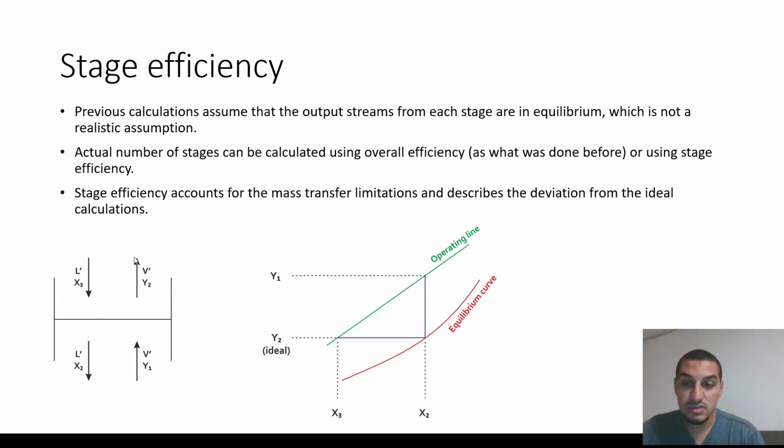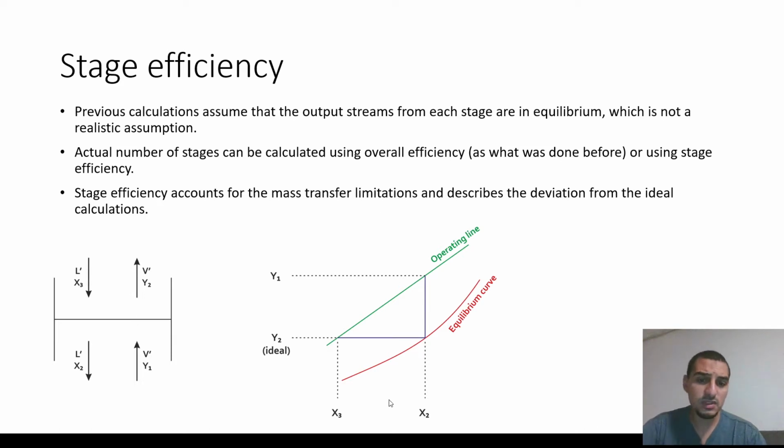the stream coming out with mole ratio of Y2, and the liquid coming from stage 3 has mole ratio of X3 and coming out of the stage at the mole ratio of X2. So X3 contacts Y2 and X2 contacts Y1, and Y2 and X2 are coming out of the same stage. That's why they have the same number.